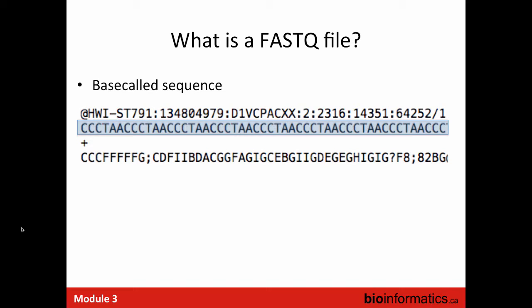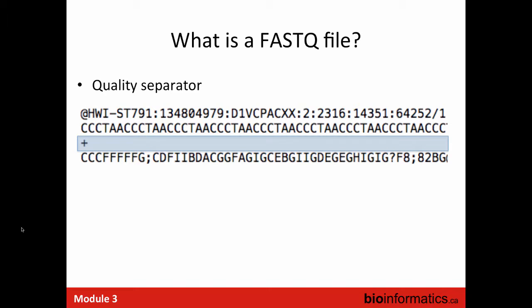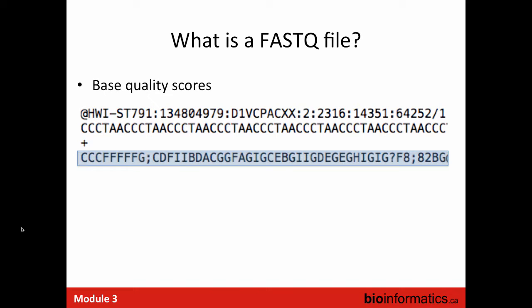The second line is the actual base called sequence of the read, so this is just the sequence of nucleotides that the base caller determined from this stack of images. The third line is just a separator that separates the base called sequence from the base quality scores. And the base quality scores are an estimation that the base caller made of how reliable each one of these nucleotides are. So it's an estimate of whether there was an error at that position or not.